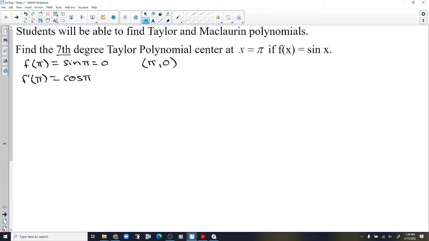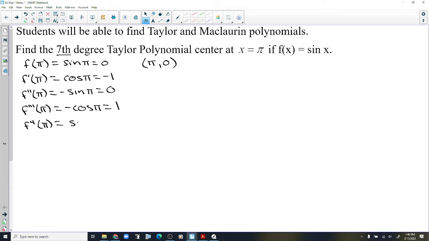This is cosine of pi, which is -1. Second derivative is negative sine of pi, which is 0. Third derivative is negative cosine of pi, which is 1 actually, because cosine of pi is -1. But now when we hit the fourth derivative on sine and cosine, we should be back to where we started. The derivative of negative cosine is sine. And now we're back to where we started.